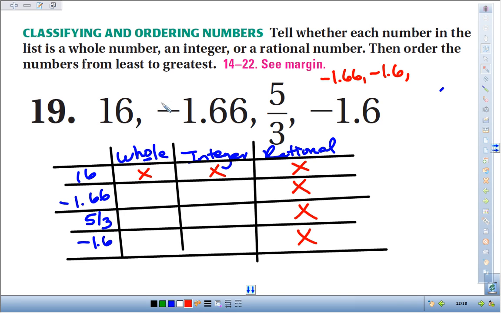Now, the best way to compare things, I think, is to always make them decimals. 5/3 as a decimal is 1.6 repeating. So then you look, well, 16, 1.6 repeating. 1.6 repeating is a lot smaller. But we want to write it as they gave it to us. So we'll write 5/3, and our biggest number up there is 16. So there's our numbers in order from least to greatest.